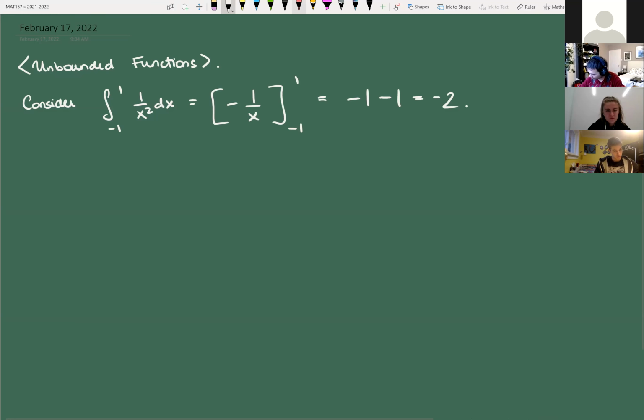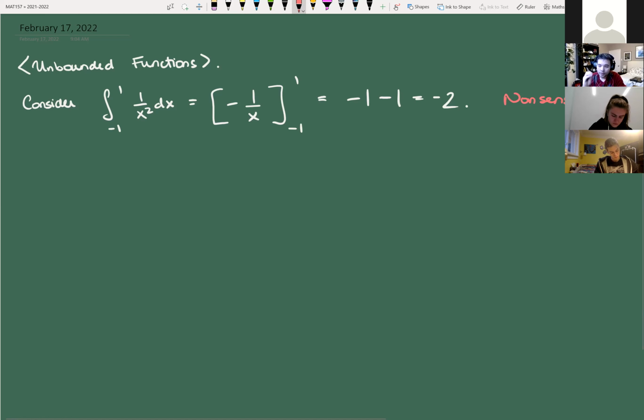Really, let's put that in big red letters, because I don't want you to see this and think that this is okay. This is bad. The function 1 over x squared is not defined at 0. That's the reason the FTC doesn't apply: the function does not have a continuous antiderivative on this interval, which is what you need in order to apply the fundamental theorem of calculus.